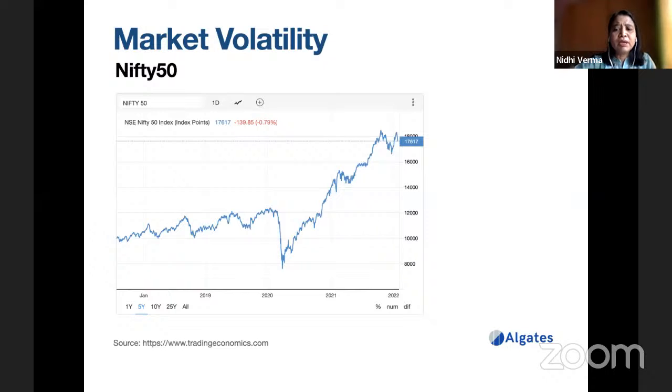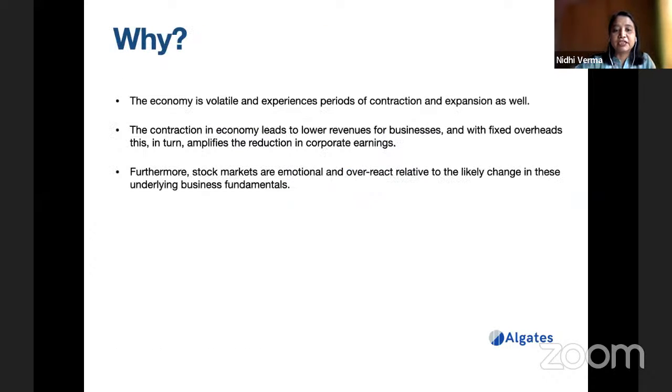So why it happens: generally, it's natural for economies to be volatile. It's the starting point, it is very natural, and economies themselves experience periods of contraction and expansion. The contraction would lead to lower revenues for businesses in general in the economy, and that will bring down their bottom line, which is the profits of the companies. And with the fixed overheads, these factors amplify the reduction in corporate earnings.